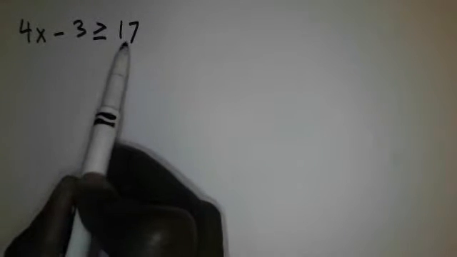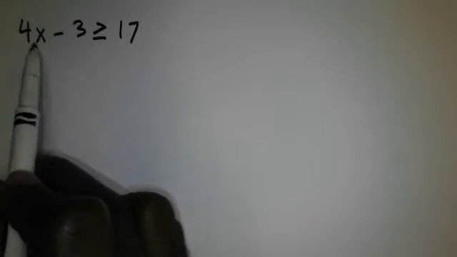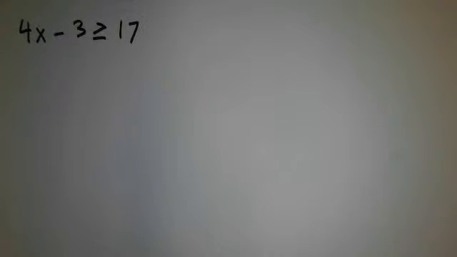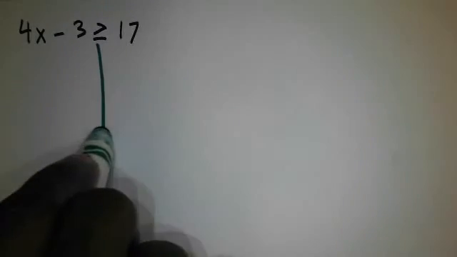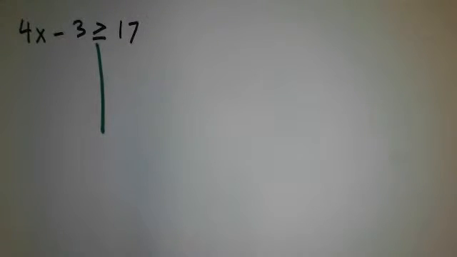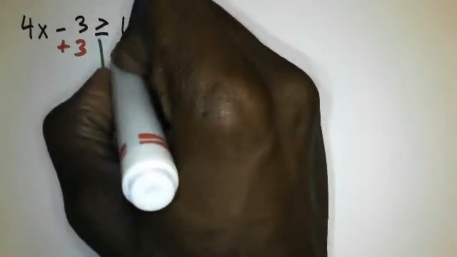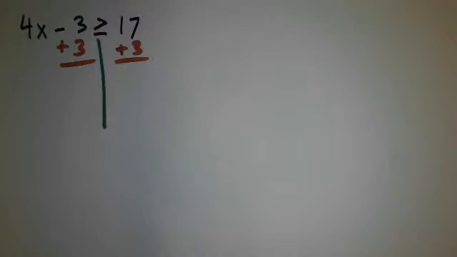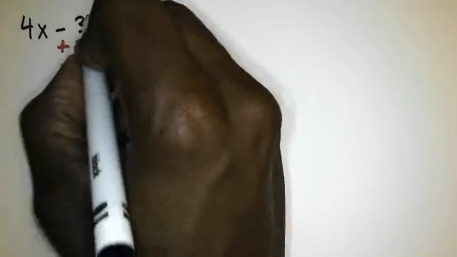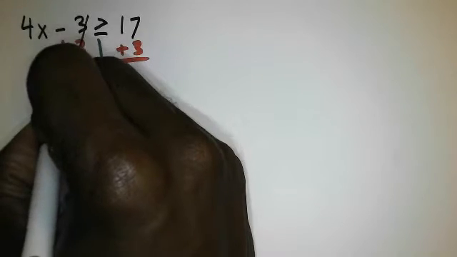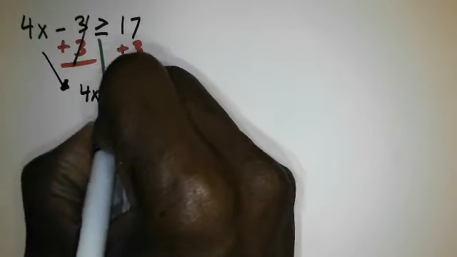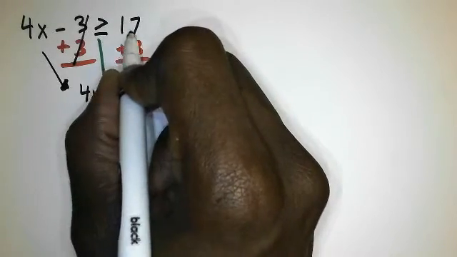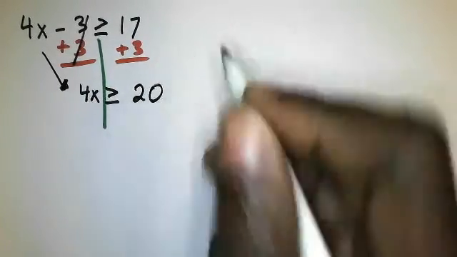Alright, so let's see if you got the right answer. Now we have 4x minus 3. The first thing we're going to do is get x by itself. So we're going to solve for x. Let's draw the line to separate both sides of the inequality. The first thing we're going to do is add 3 to both sides. Know that the 3s cancel each other out. So we're left with 4x greater than or equal to 17 plus 3, which is 20.